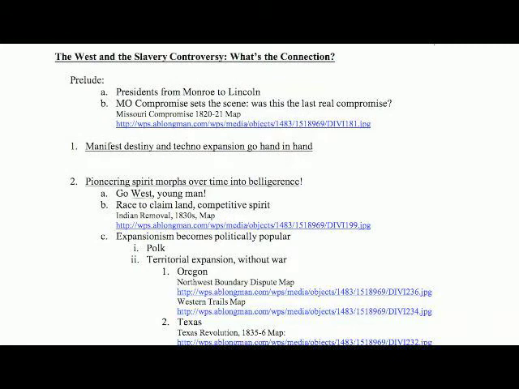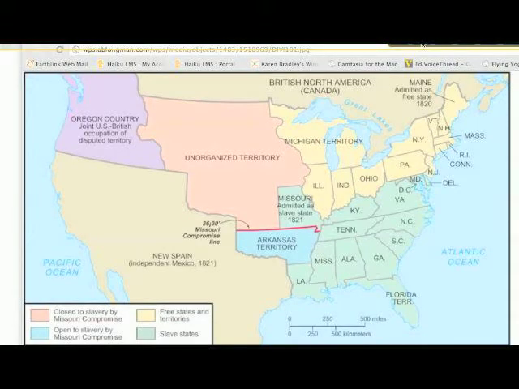The Missouri Compromise sets the scene. Was this the last real compromise? Let's take a look at the map. National harmony began to crumble in 1819 when Missouri applied for statehood. Here's Missouri. Bitter debate over the spread of slavery sprang up for the first time. Abolitionism had begun.